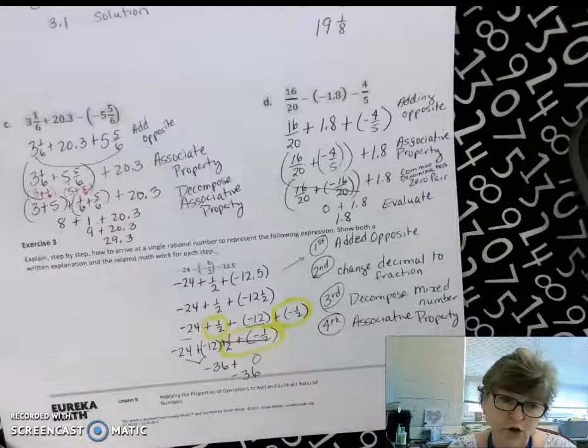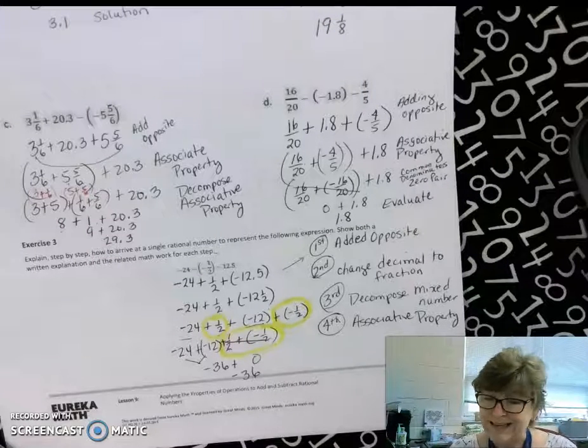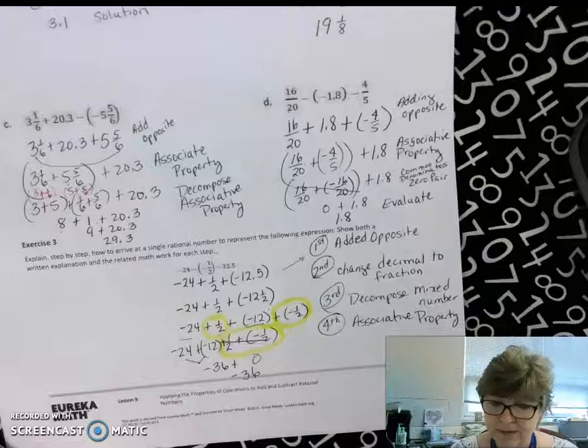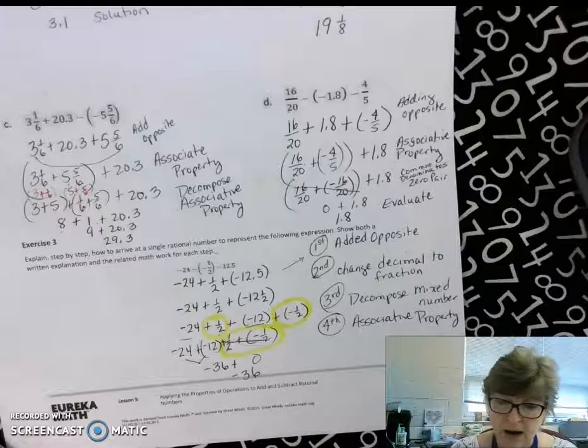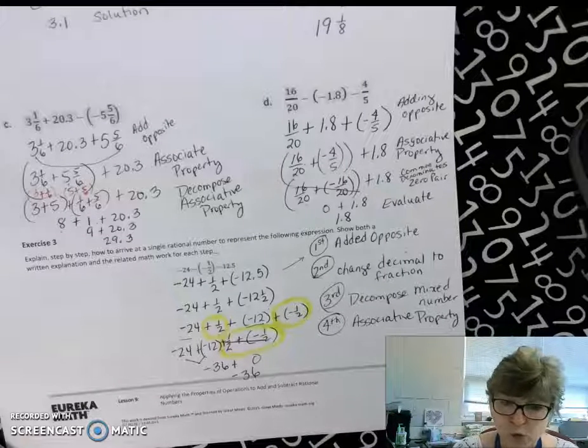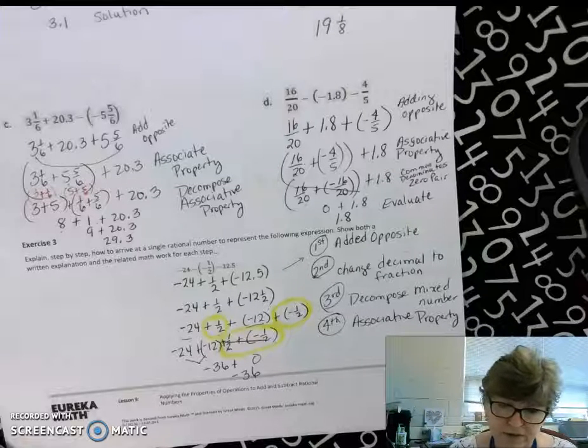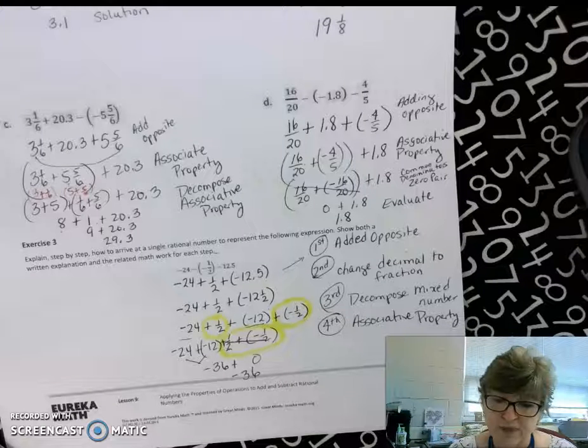So I hope you're feeling a little more comfortable about decomposing numbers, using adding the opposite, changing groupings by using the associative property, and then changing the order of numbers using that commutative property. And all of those methods will make solving these problems easier.